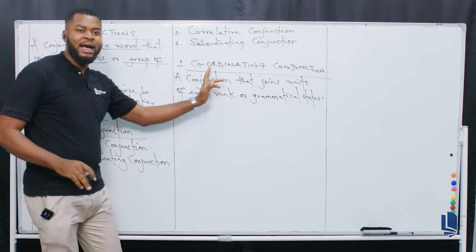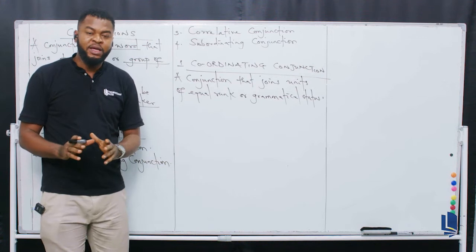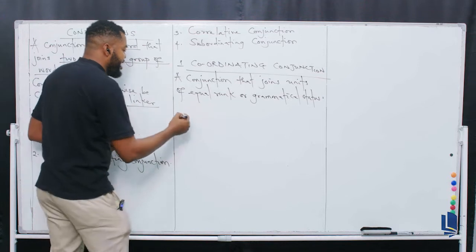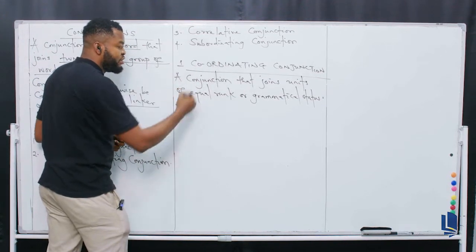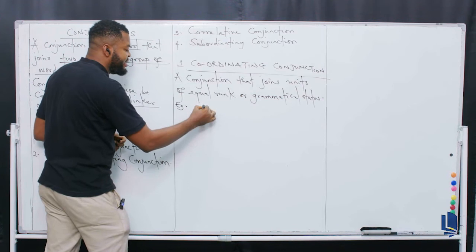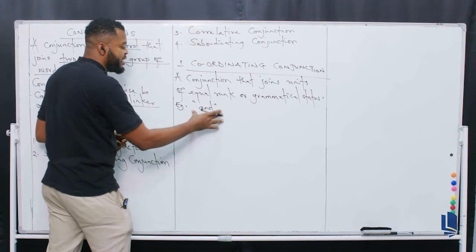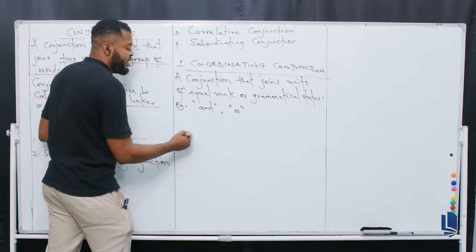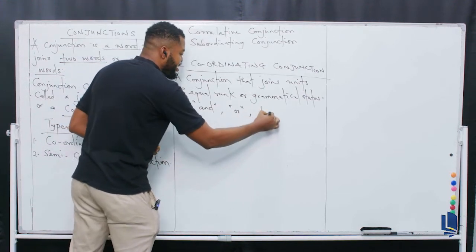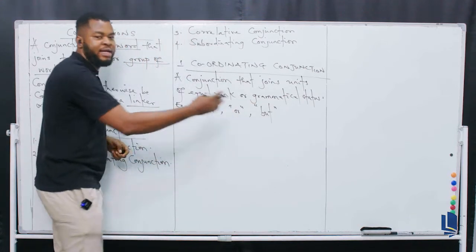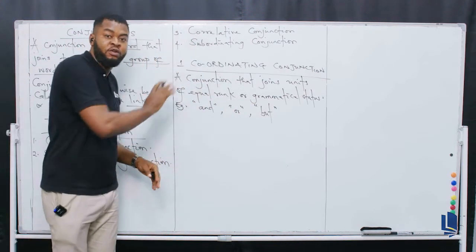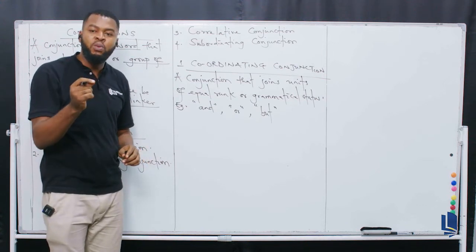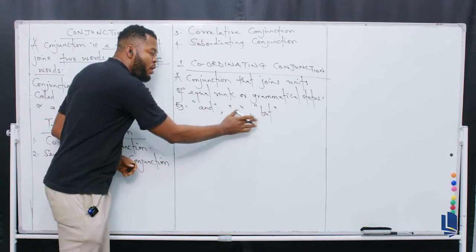Now, under this category of coordinating conjunction, we have three major ones. What are those three major ones? For example, examples of coordinating conjunction under this rank: you have "and", A-N-D, place a comma; "or", O-R, place a comma; and "but", B-U-T. These are the most common ones under coordinating conjunction. So the most common ones are: and, or, and but.